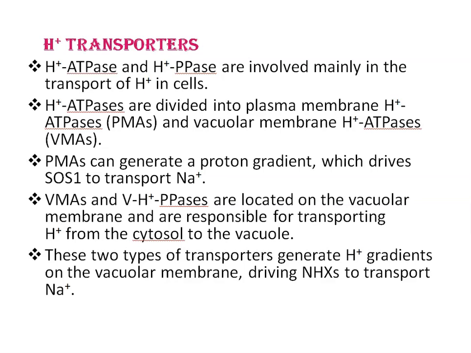VMAs and V proton PPases are located on the vacuolar membrane and are responsible for transporting proton from the cytosol to the vacuole. These two types of transporters generate proton gradients on the vacuolar membrane, then driving VHX to transport sodium ion, right?